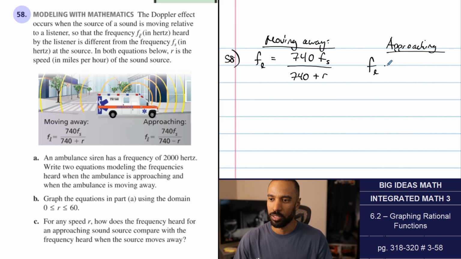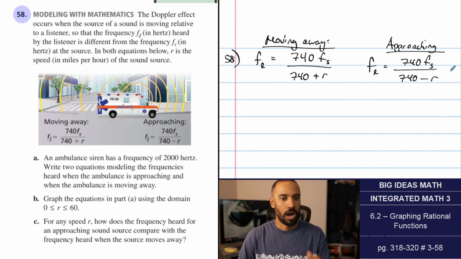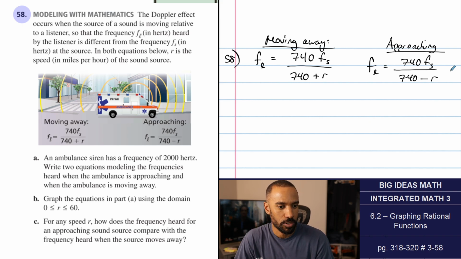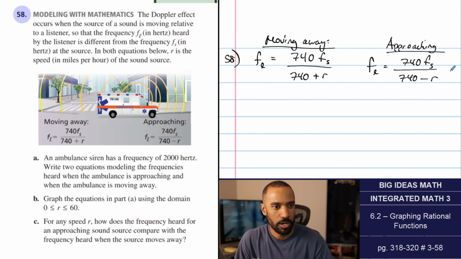F sub L equals 740... oh, it's just plus versus minus R. I see. F sub S over 740 minus R. Okay. R is what? The speed in miles per hour of the sound source. Part A. An ambulance siren has a frequency of 2,000 hertz. Write two equations modeling the frequencies heard when the ambulance is approaching and when the ambulance is moving away.